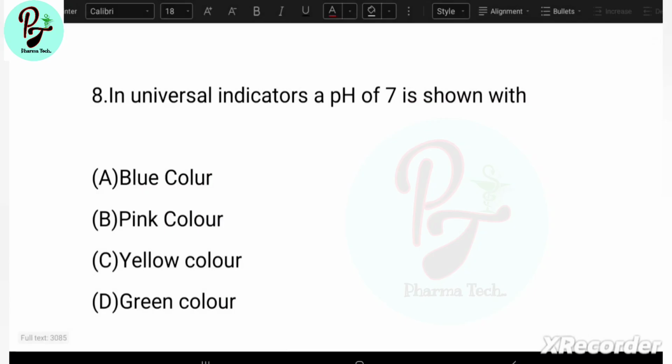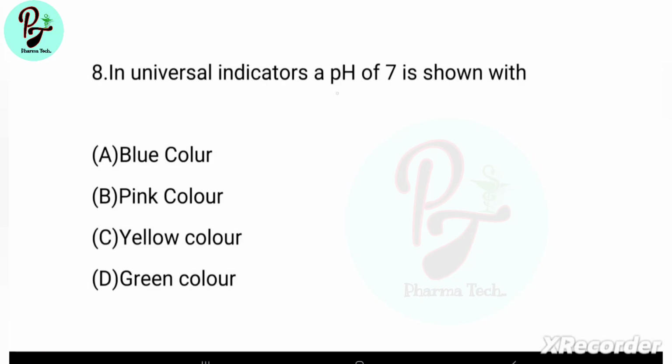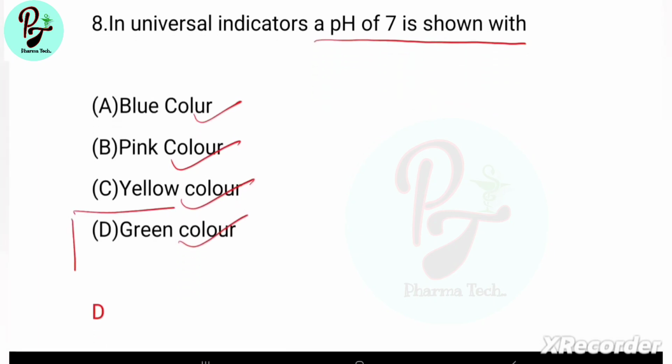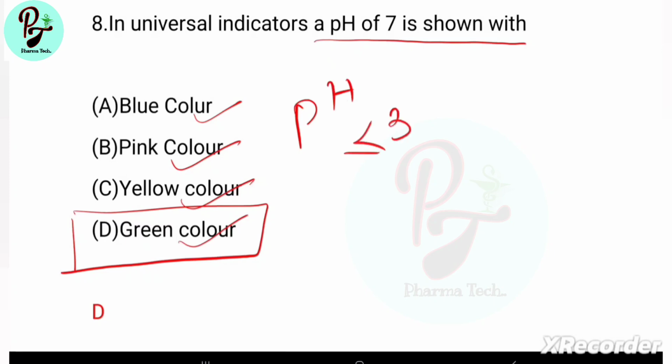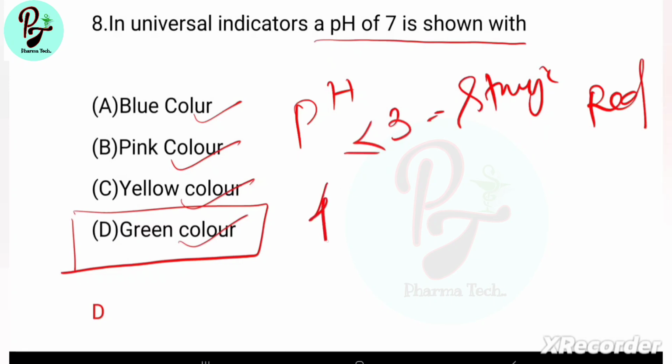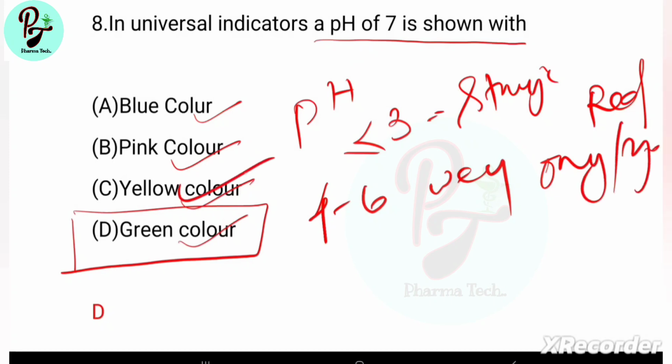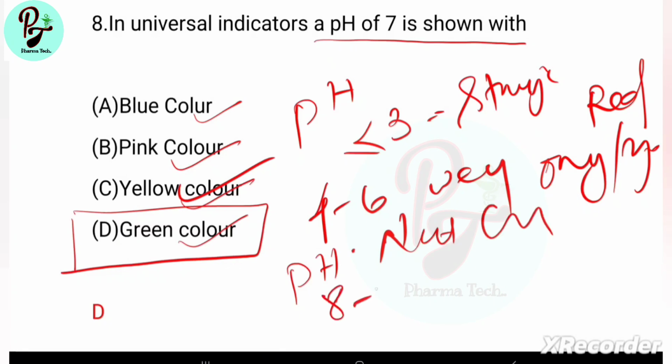Next question: in universal indicators, a pH of 7 is shown with. Options are blue color, pink color, yellow color, green color. Answer is D, green color. For pH less than or equal to 3, strong acid, color is red. pH 4 to 6, weak acid, color orange or yellow. For pH 7, neutral, color is green. pH 8 to 10, weak alkali, color is blue.